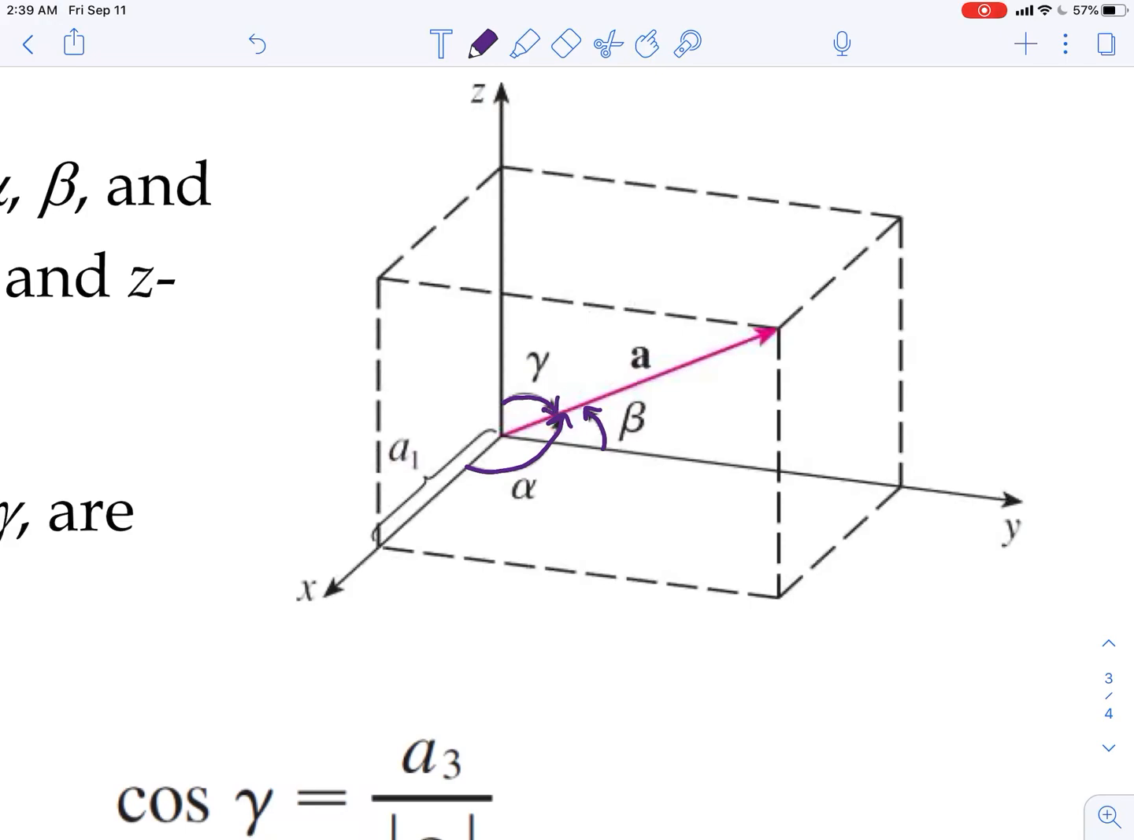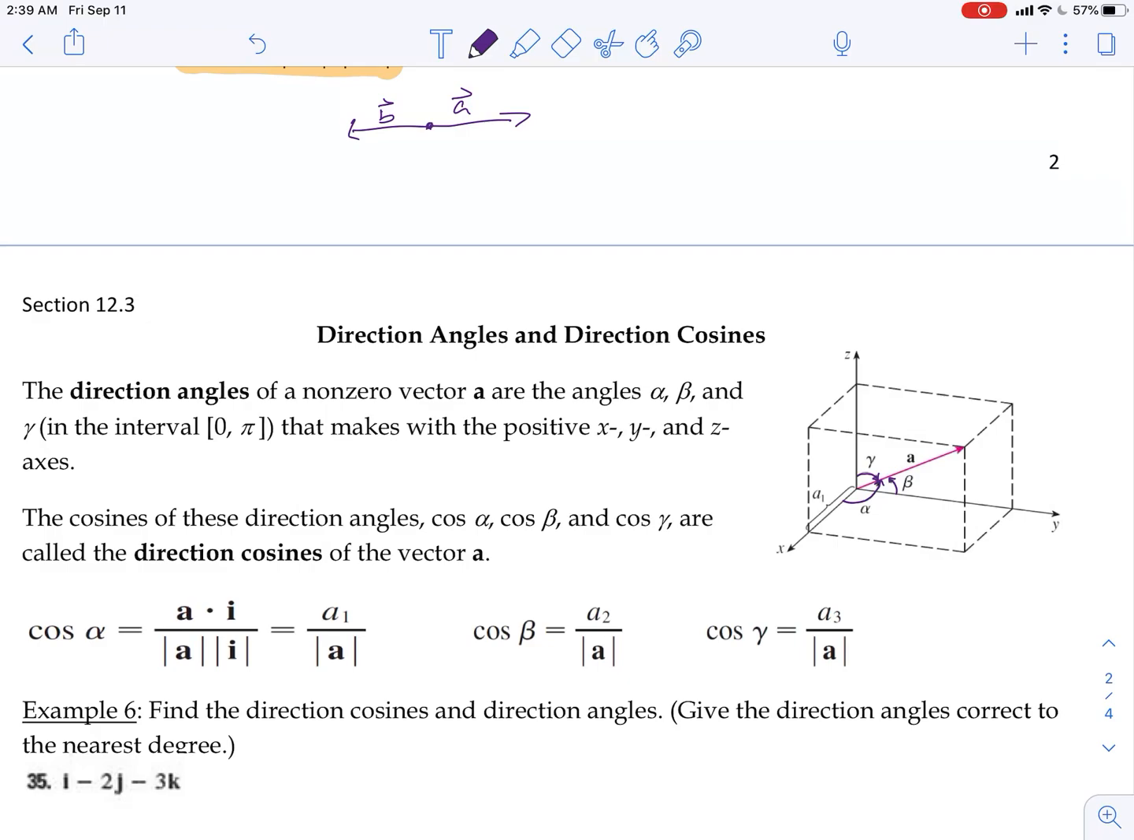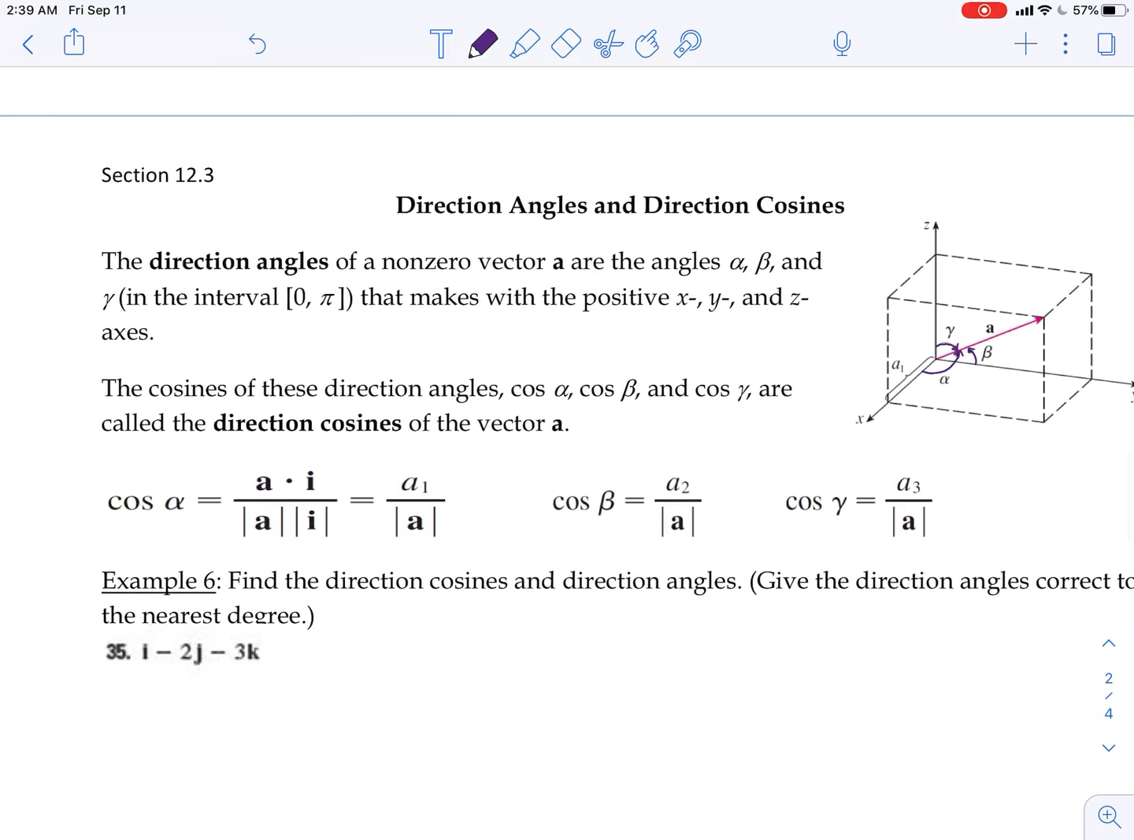What we're going to determine is, given a vector, what is the angle measure from each axis? That's what direction angles and direction cosines are. Again, I've given you all the Greek letters, alpha, beta, gamma, from x, y, and z. These are going to be in the interval between 0 and pi, just because of where they're located. If we had to go over, it means we probably should have gone from the opposite side of the x-axis. So they're always going to be between 0 and pi, or 0 and 180 degrees.